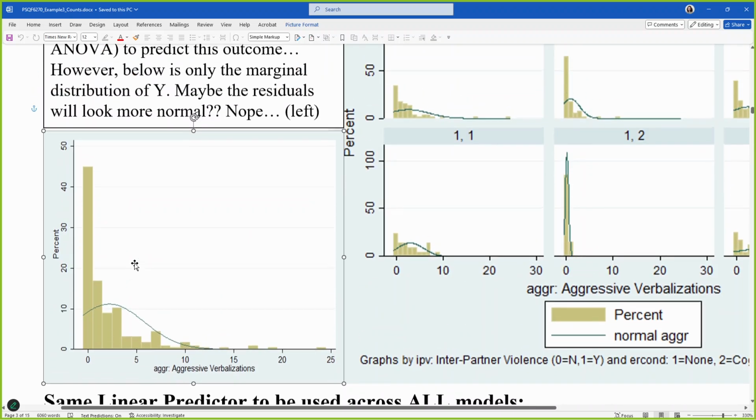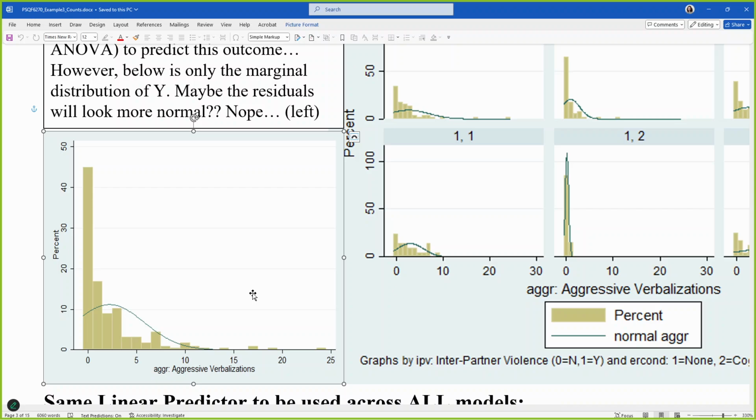And so we can agree that whatever this is, it ain't normal, right? It's not symmetric, it's clearly bounded at 0, and this is a count of the number of mean things that were said during an experiment when people were deliberately manipulated to try to upset them. That's where the story was. This is a clinical psychologist who studied interpartner violence and those kinds of things. These are college students. The question that she came to my office hours with was, how do I transform this to make it more normal?